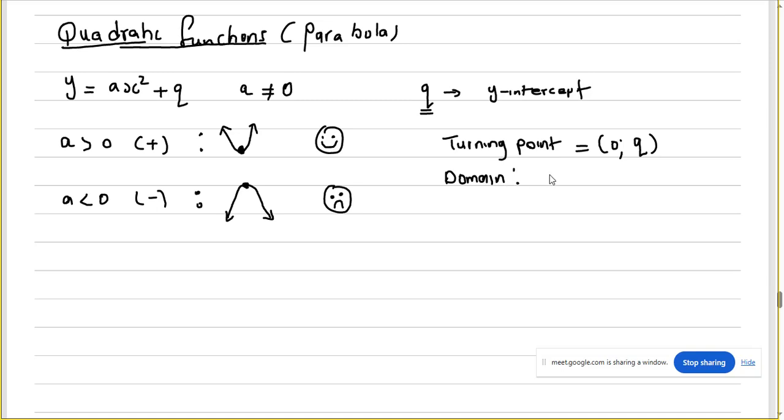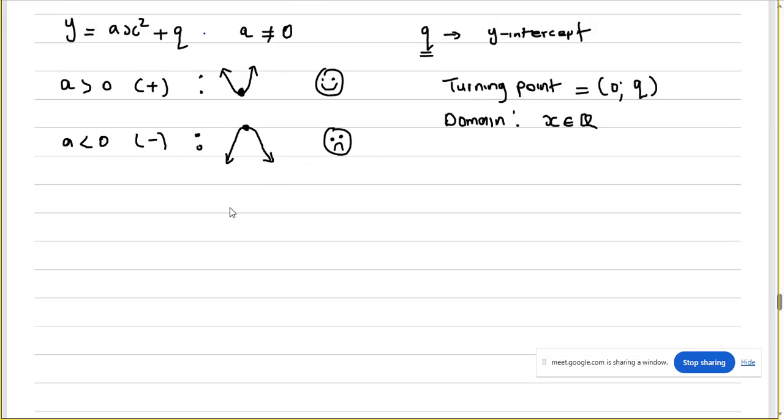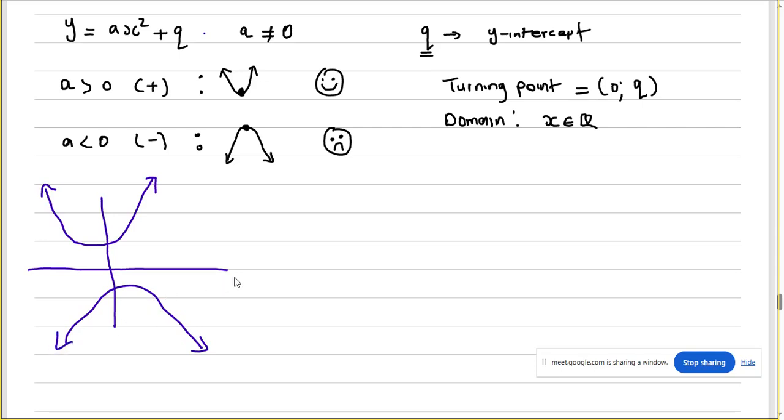Always, the domain for this graph is x must be an element of real numbers, and then the range. So the domain is always like this, but we still need to discuss more about the range. This is your graph. You can see that this graph takes all positive and negative values, which makes the domain x must be an element of real numbers. Okay, what about the range? How will the range work?